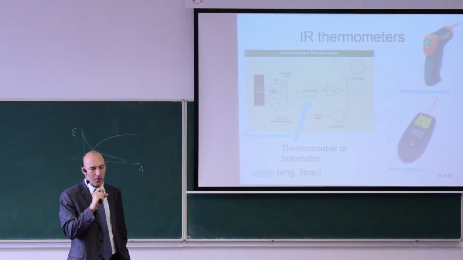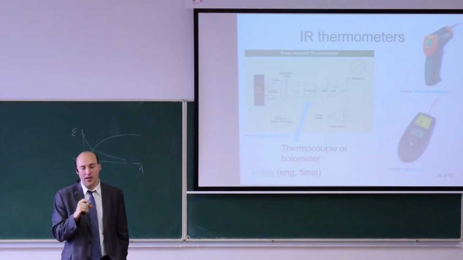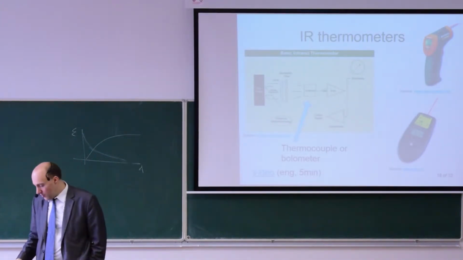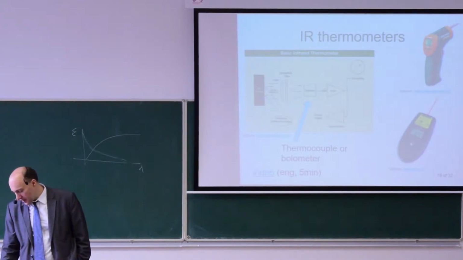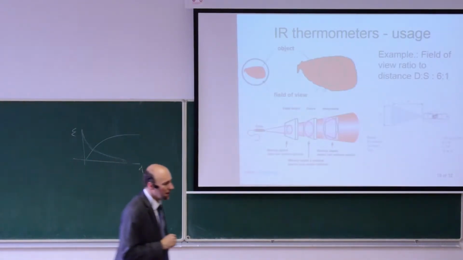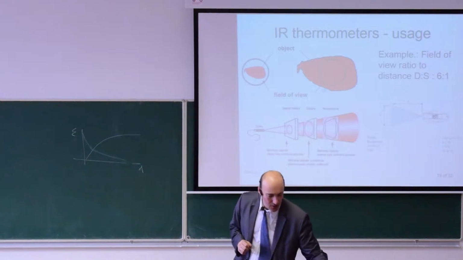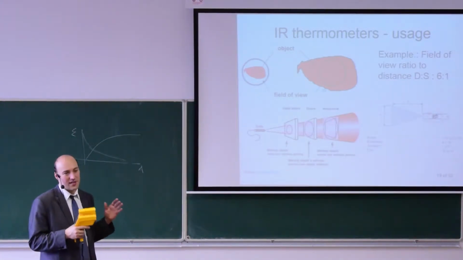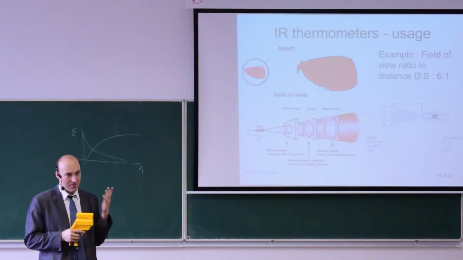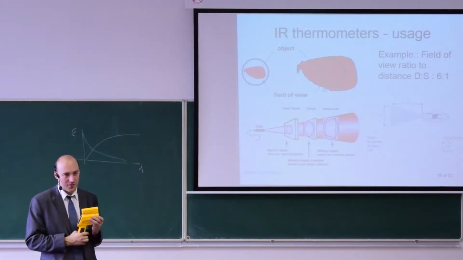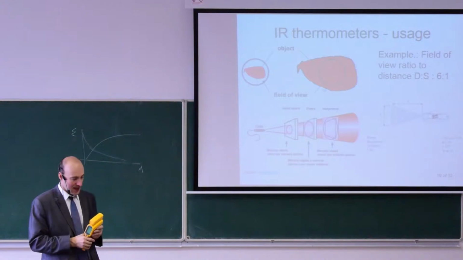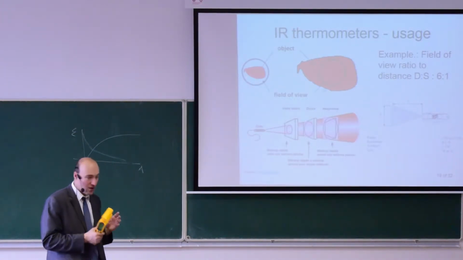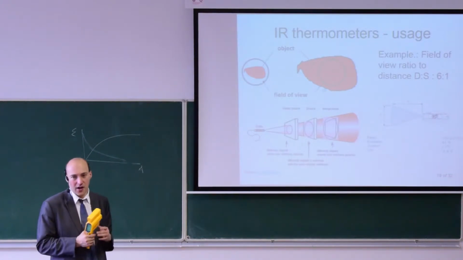But this is a single point. This gives me a single reading. So it's not a matrix of points. What is very important is how to measure correctly with those devices. Of course, I need to know emissivity. That's the most important problem. But even if I know correctly emissivity, I need to be very careful how do I measure with the IR thermometer.